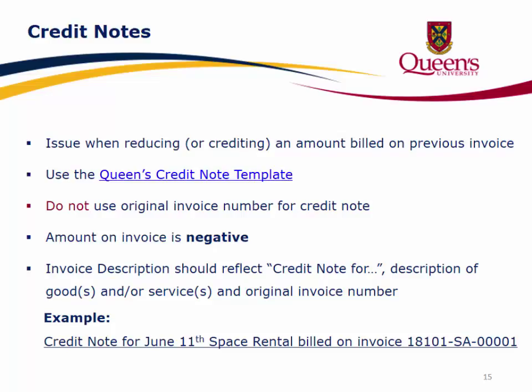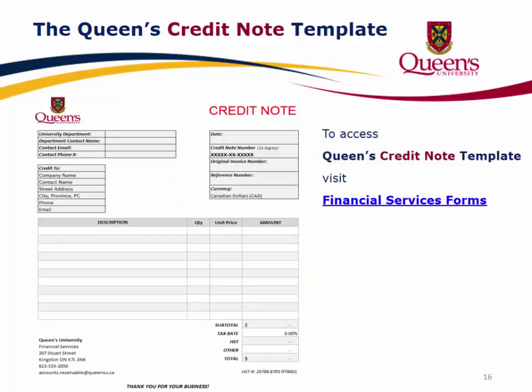The invoice description should clearly identify what the credit note is for, followed by a description of the goods and services. This section should also reference the related original invoice number. For example, the credit note being issued in relation to our previous sample invoice might read, "Credit note for June 11th, space rental billed on invoice 18101-SA-00001." It's important to have control over the issuance of credit notes. To access the Queen's Credit Note template, visit the Financial Services Forms page.